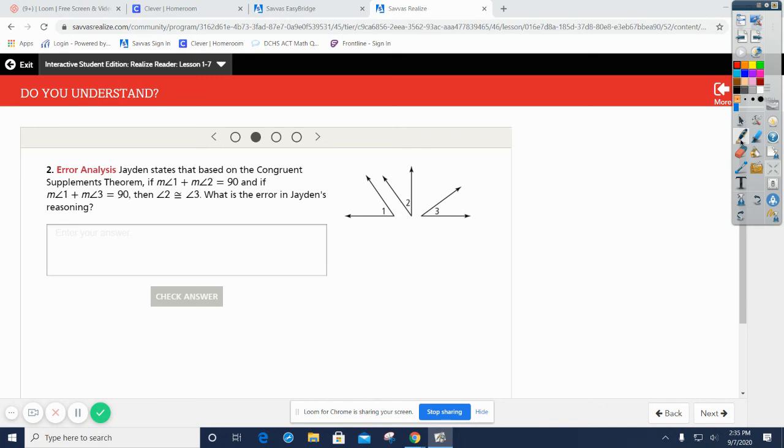Okay, so it looks good, except there's one big word here that's a big mistake: supplements. The congruent supplements theorem. If you remember, supplements equal what? It's 180, right? These equal 90. So what word should it be? It should be the congruent complements theorem. That's the mistake. He should have put complements there instead of supplements.